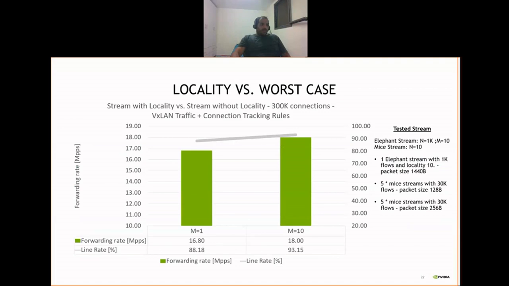For the results, we have here a graph of locality versus the worst case. Worst case is locality 1. Locality is what I mentioned before. We took an elephant stream with 1K flows with locality 10 and 10 mice streams with 30K flows each. For the worst case, we took the average packet size for this exact stream, and we got only 16.8 million packets per second and 88% of line rate. For locality 10 with the same stream, we can see an improvement of 7 to 10% in total throughput and bandwidth.